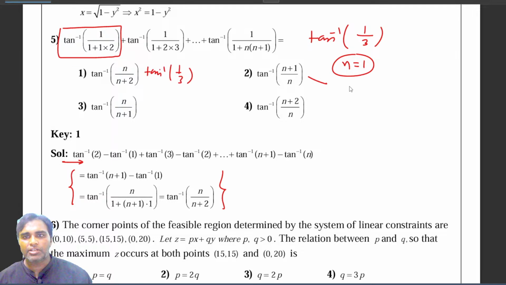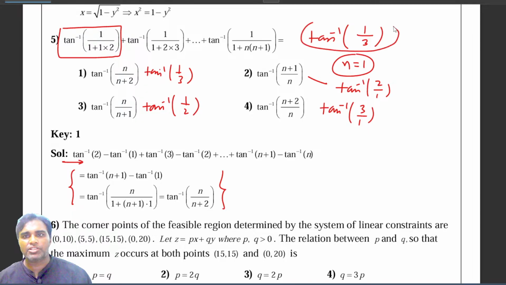Let's put here tan inverse 2 by 1. Let's put here tan inverse 1 by 2. And let's put n equal to 1 here, that is 3 by 1. So which option is matching with my expression? Option 1. So this is the answer.